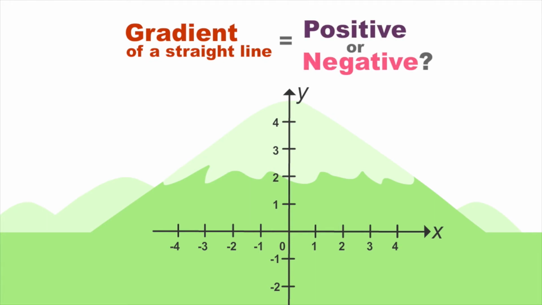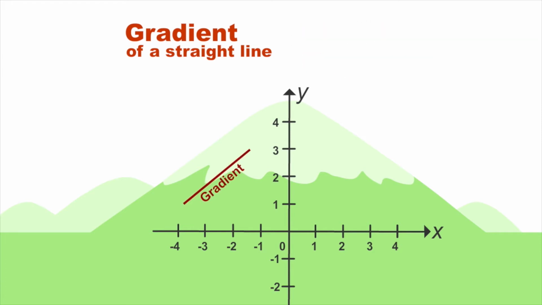Do you know that we can tell whether the gradient of a straight line is positive or negative just by looking at how the y value changes as a point on the line moves from left to right? For this line, when a point moves from left to right, the y value of the line increases from 1 to 3. Hence, the gradient is positive. Let us take a look at another line. When a point moves from left to right, the y value of the line decreases from 3 to 1. Hence, the gradient is negative.